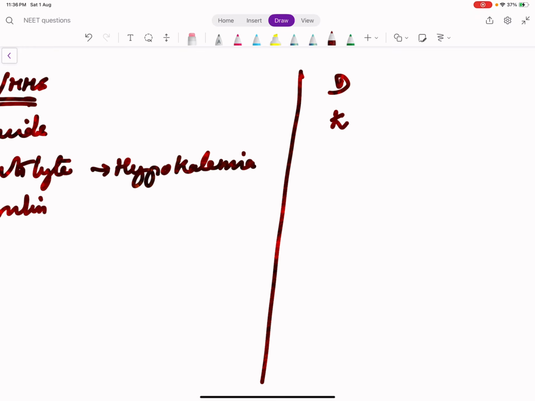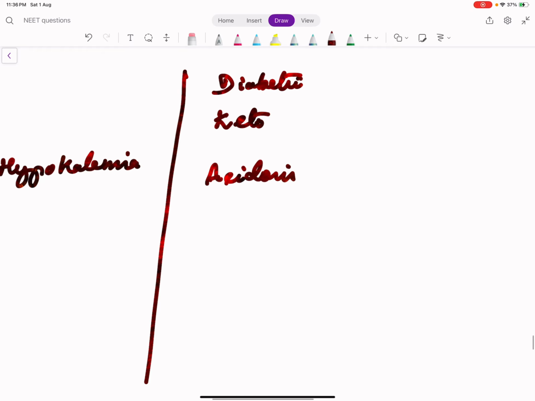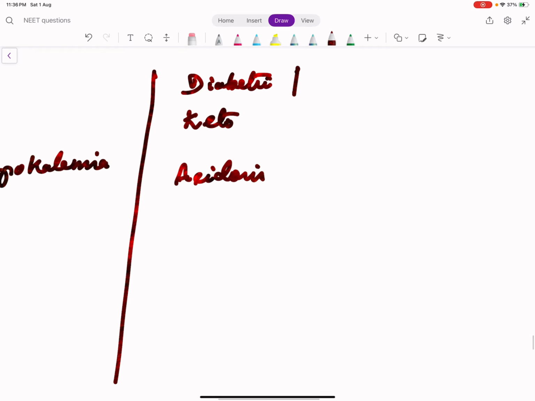Some questions may come on DKA. So diabetic ketoacidosis has these 3 components. There should be diabetes, there should be ketosis, there should be acidosis. When do you say sugar is high? When it is more than 250 milligrams per deciliter.